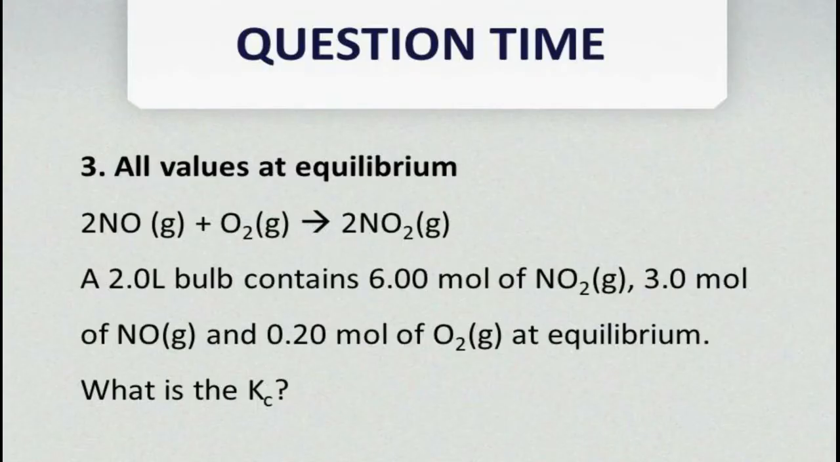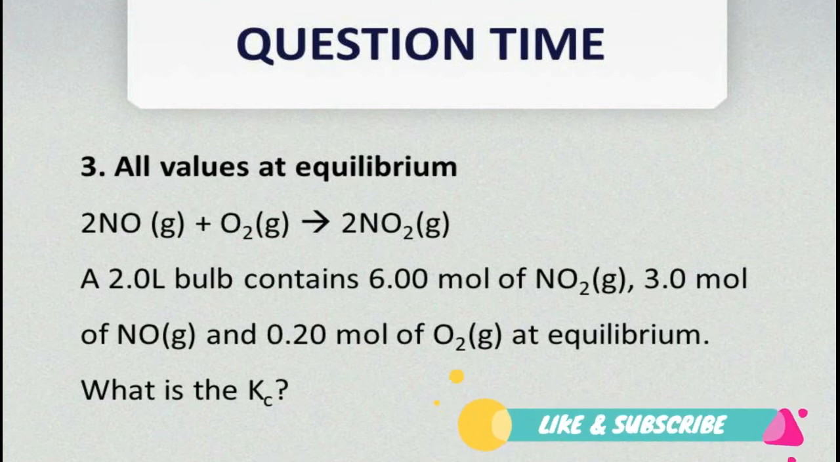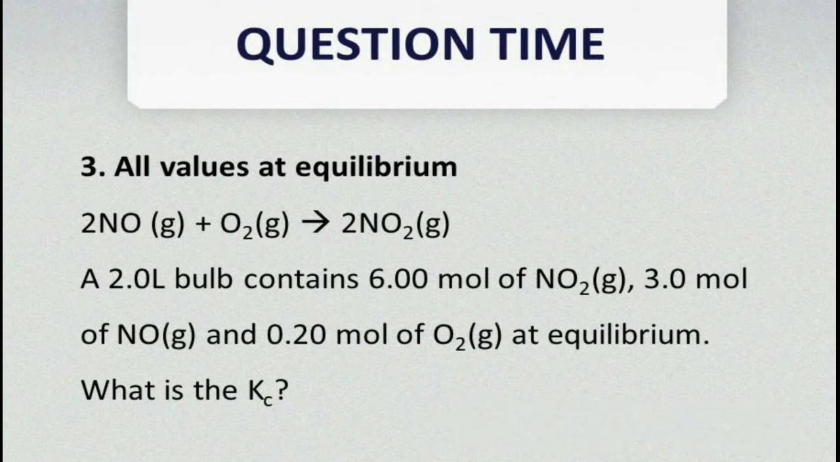Question 3. All values at equilibrium. 2NO gas plus O2 gas is giving you 2NO2 gas. A 2.0 liter bulb contains 6.00 moles of NO2 gas and 3.0 moles of NO gas and 0.20 moles of O2 gas at equilibrium. What is the Kc?